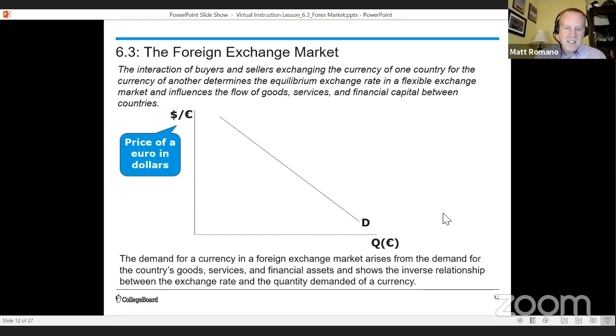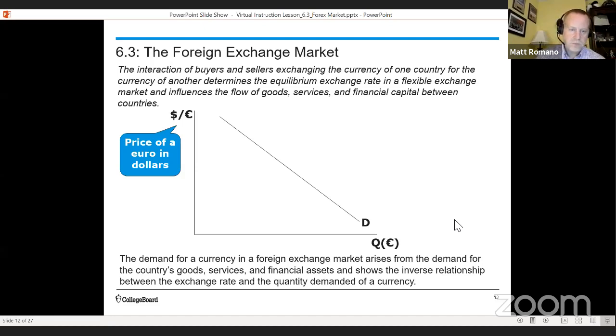As far as demand itself is concerned, again, you've got to ask yourself, why would people be buying euros? Well, primarily because they want to buy goods and services or financial assets from Europe. And if they want to buy more of them for some reason, demand is going to shift to the right. If they want to buy less, if people have decided they don't like European goods anymore, you're going to see demand shift to the left.